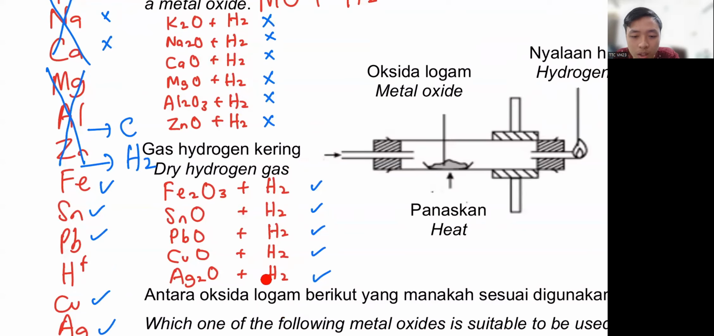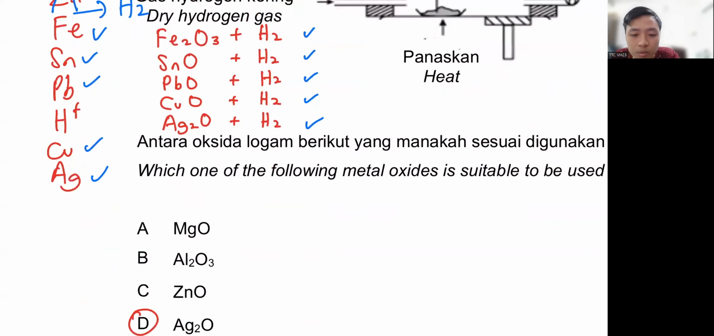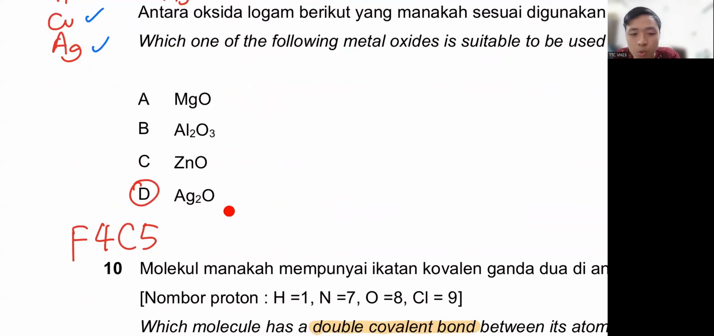So that becomes H2O, then Ag becomes alone. But this one cannot. Why? This one is stronger. So for example, K is stronger than H2. So H2 doesn't have the power to take away. So it means they have no reaction. All of them have no reaction. So the answer accepted is D, Ag2O. The other ones are not accepted.